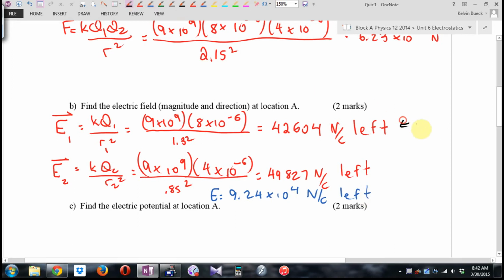If you got that, 2 out of 2. Otherwise, I would give you half mark for that, half mark for that, half mark for that, and a half mark for the direction.